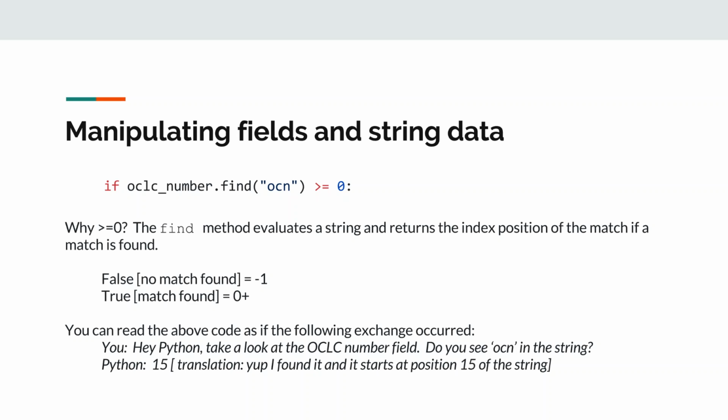Okay, so if it finds OCN, it's going to tell us where in the string that started. If it doesn't find it, it's going to return, in every single case, a -1.